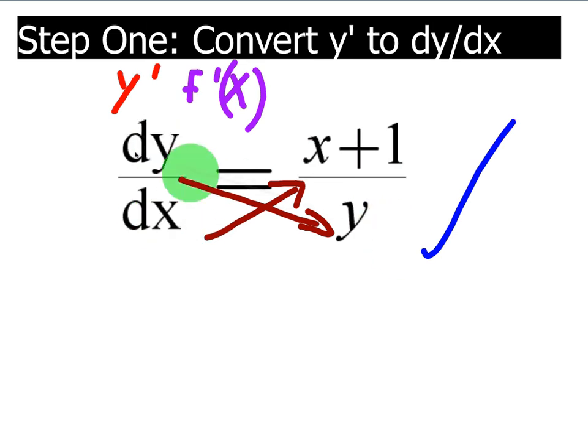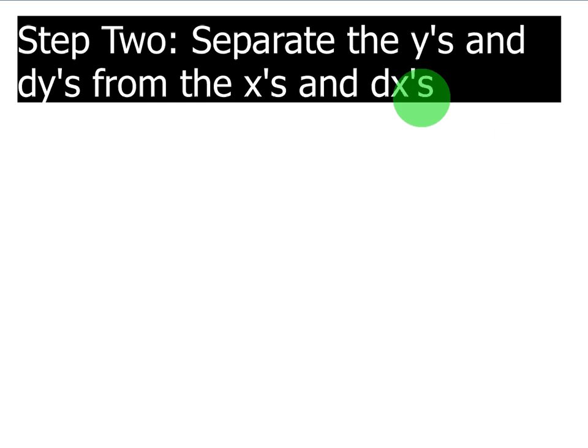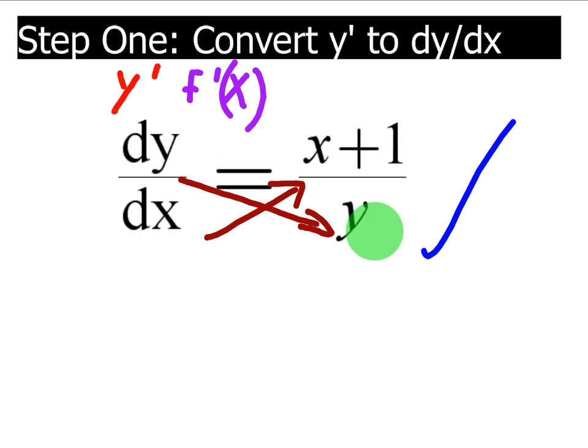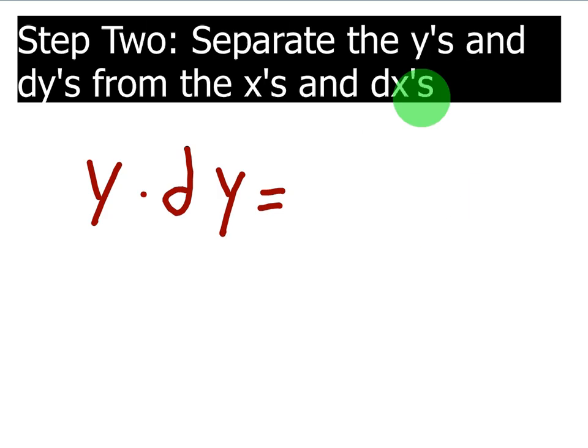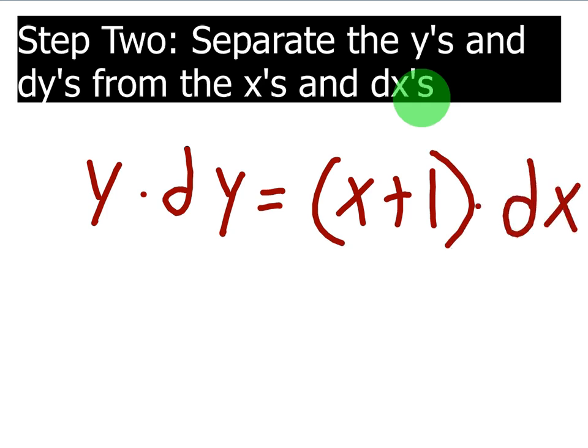So first of all, when I cross multiply this, I'm going to have y times dy. And then next I'm going to cross multiply this way, and again I'm going to put my x plus 1 first and then my dx. So on the right side I'm going to have x plus 1. Now notice I'm multiplying the entire x plus 1 times dx, so I'm going to write it that way. So again, that's step 2.